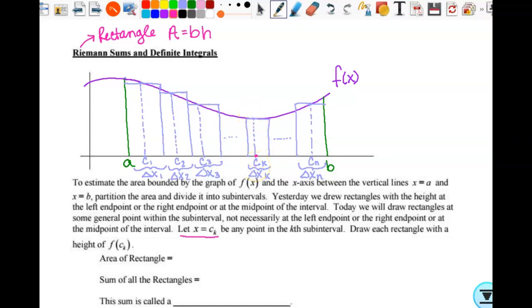It says it's any point in the kth subinterval. So this is my kth subinterval there. We drew each rectangle with the height of f of c sub k, because this is c sub k right here. So my ordered pair right here would be c sub k, comma, f of c sub k.